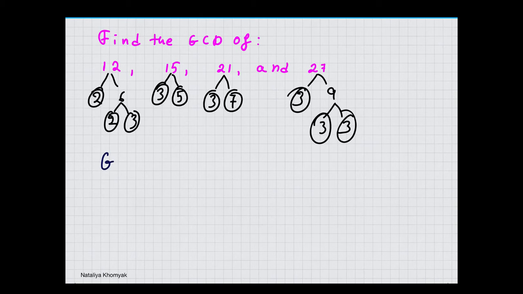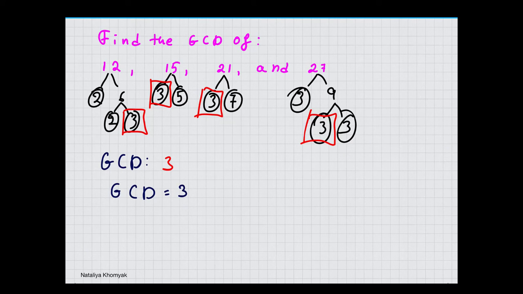Now you can look for GCD, and that will be common factors. So we have a 2 in 12. There are no more 2's in the other 3 numbers. So let's look at the 3. We have a 3 in 12. It repeats here, repeats in 21, and it repeats in 27. So 3 is our common factor. There are no more factors in common, so our GCD is 3.